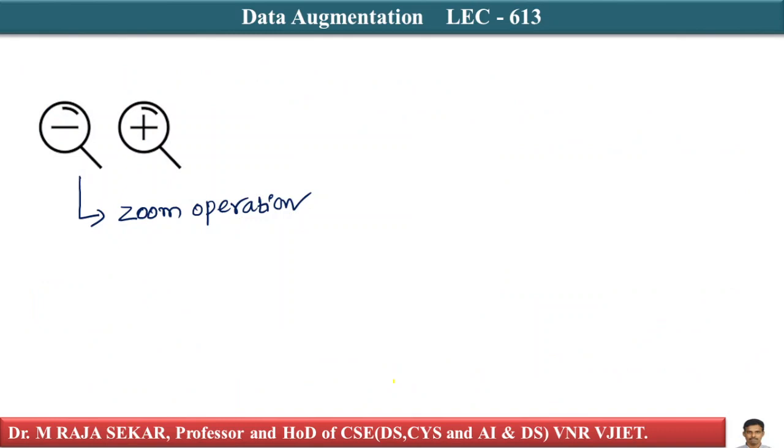If you apply a zoom operation, you can make the 6 larger or even smaller, that may be zoomed in or zoomed out. You can apply both operations, zooming as well as rotation, and I can combine a lot of operations. I can do rotate plus zoom. I can do vertical shift plus zoom. I can do all of them.